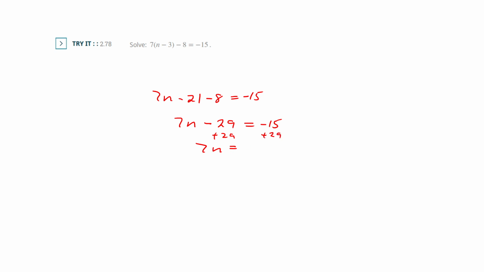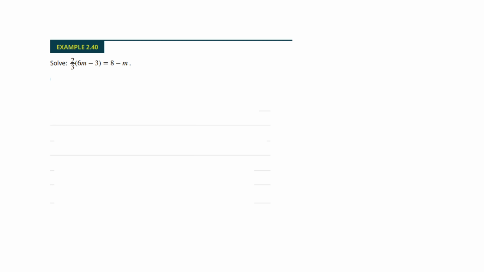So you owe me 15, but you came across 29. You got 14 now. You're in the positives. I've got my factoring puzzle. Divide both sides by 7. Got n as 2.